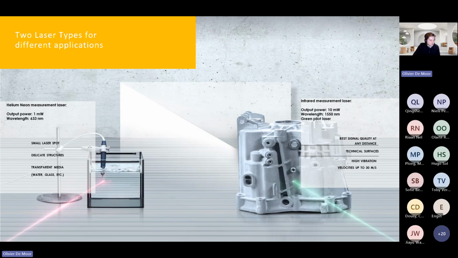The second laser is the infrared laser, and there we have 10 milliwatt output power, so 10 times more power. This is because infrared light gets absorbed by water, so also by the human eye, and therefore we can go higher in output power but still stay eye safe. So we send more light to the structure, we also receive more light back. This means we can measure over larger distances, and we can measure even on rough, dark surfaces, which are not reflective at all, and still get good signal. The higher wavelength also makes it possible to measure higher velocities up to 30 meters per second.